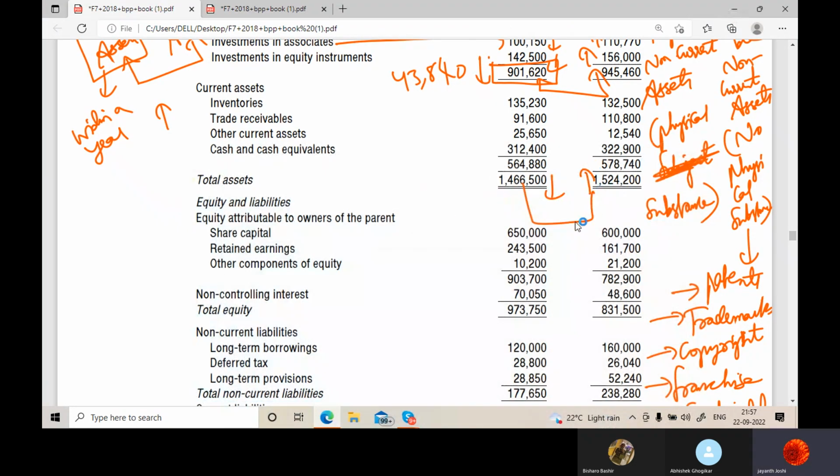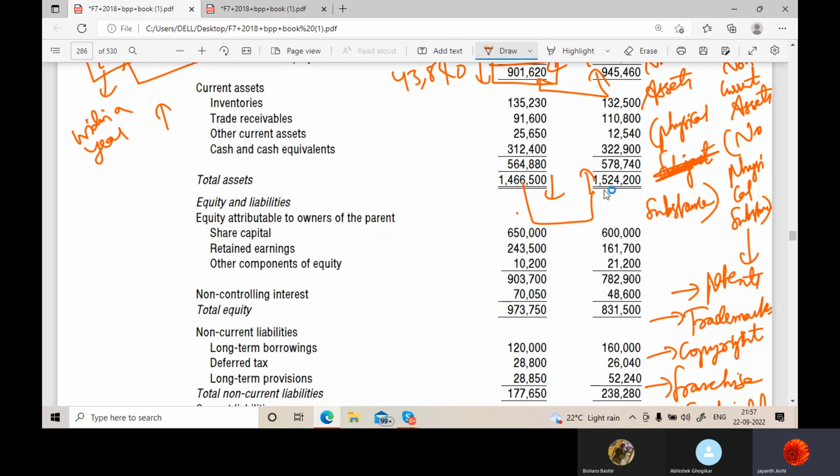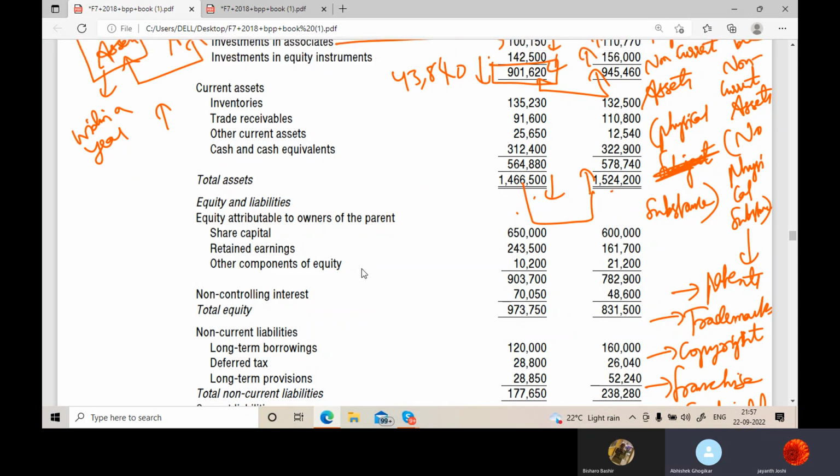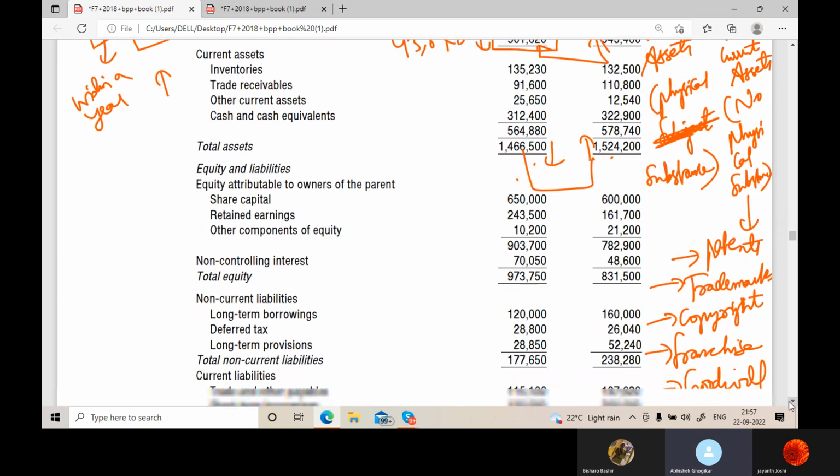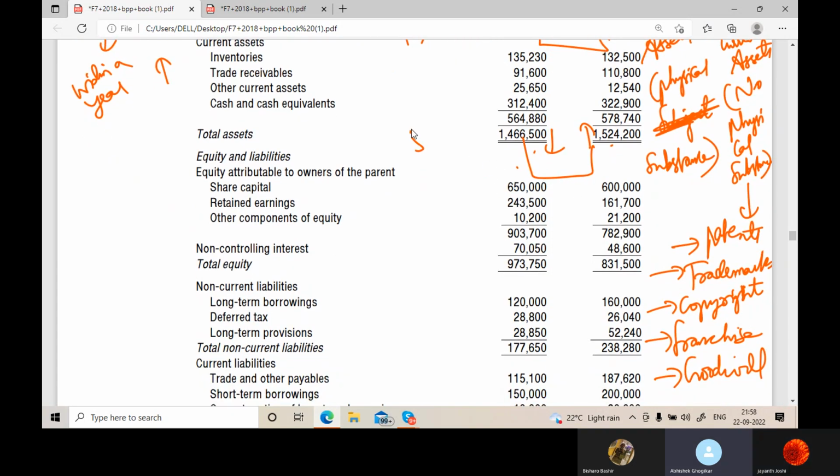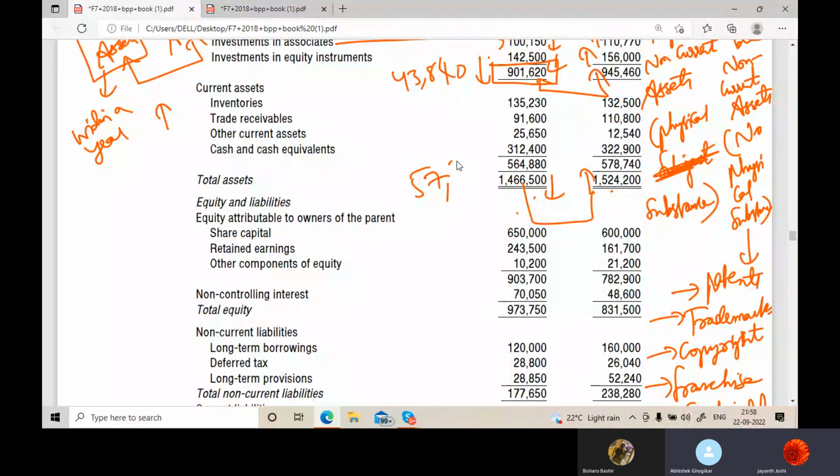So now can you find out the difference between these two values? The value was high in the previous year, it's low in the current year. Sir, it's 57,700. So the current assets have gone down by this much. It's a dismal performance, not a good performance by the company.